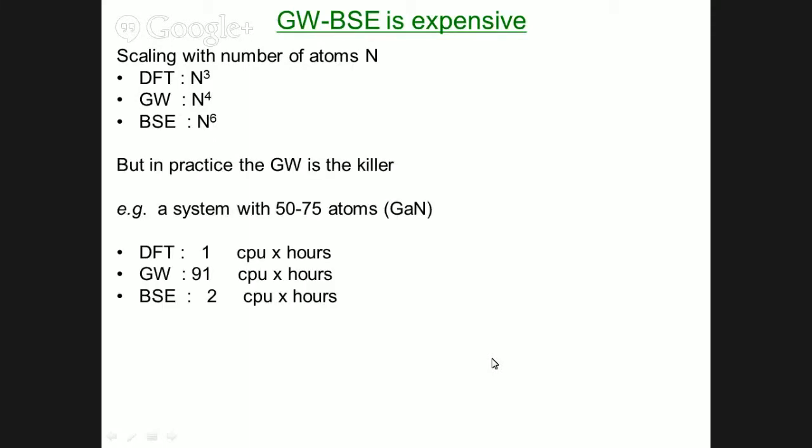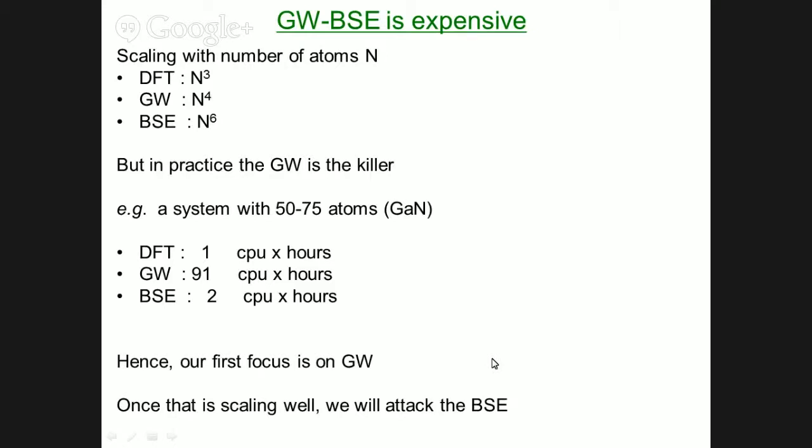Because when you run something that you can run, let's say GW and Bethe-Salpeter, say 75 atoms of an insulator, here's how long it takes. If the DFT takes you 1 hour, CPU hours, the GW takes you 91, and the Bethe-Salpeter takes you 2, even though the scaling powers are written there formally. Okay, so prefactors matter. And so we're going to be pragmatic in the OpenAtom project and first implement GW. And when we're happy with that, and we've got it down from 91 to 5 or 4 or 3, then we'll worry about the Bethe-Salpeter.